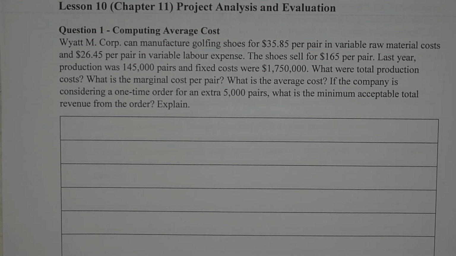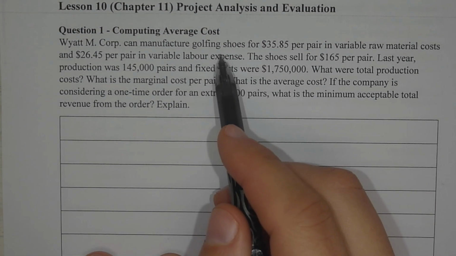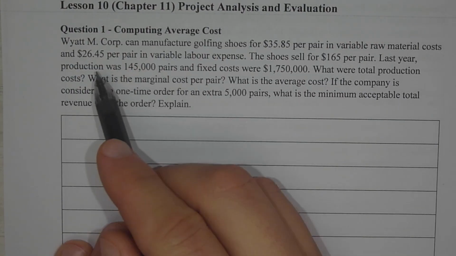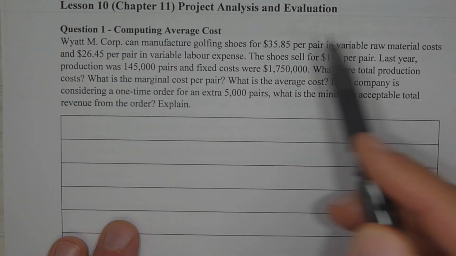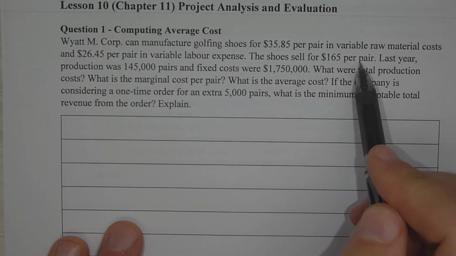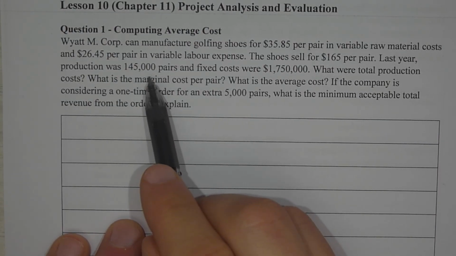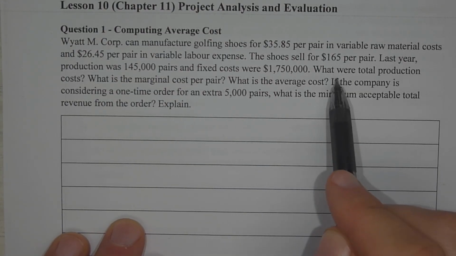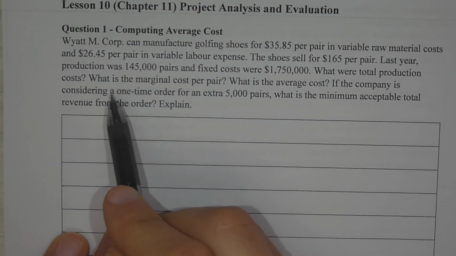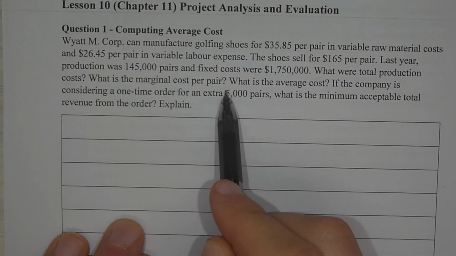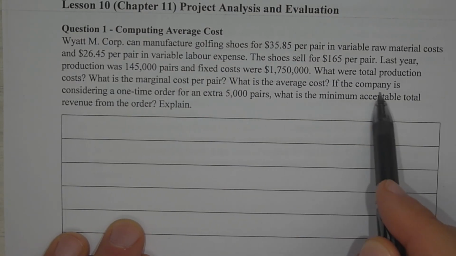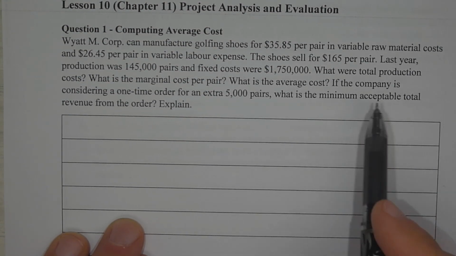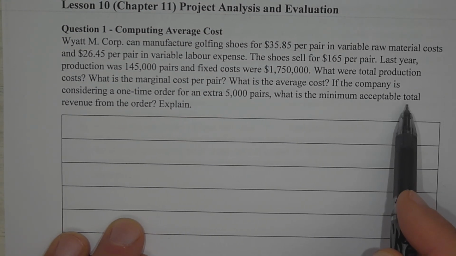YM Corp can manufacture golfing shoes for $35.85 per pair in variable material costs and $26.45 in variable labor expenses. The shoe sells for $165. Last year production was 145,000 pairs and fixed costs were $1.75 million. What were the total production costs? What is the marginal cost per pair? What is the average cost? If the company is considering a one-time order for an extra 5,000 pairs, what is the minimum acceptable total revenue from the order?